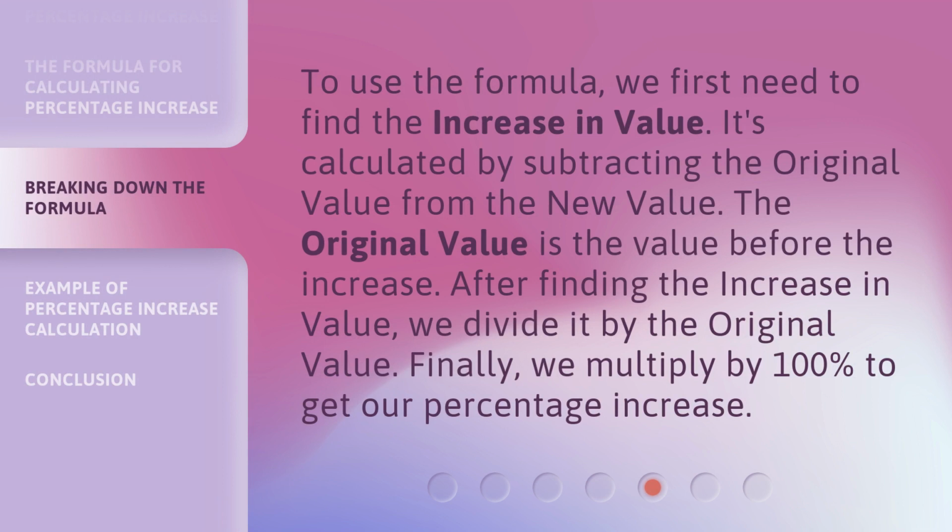To use the formula, we first need to find the increase in value. It's calculated by subtracting the original value from the new value. The original value is the value before the increase. After finding the increase in value, we divide it by the original value. Finally, we multiply by 100% to get our percentage increase.